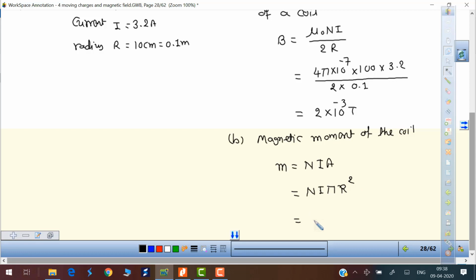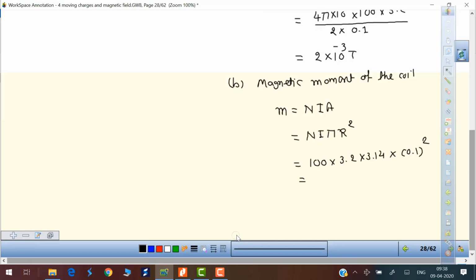So now we substitute all this physical quantity: 100 into 3.2 into 3.14 into 0.1 square. So you do calculation with your calculator.